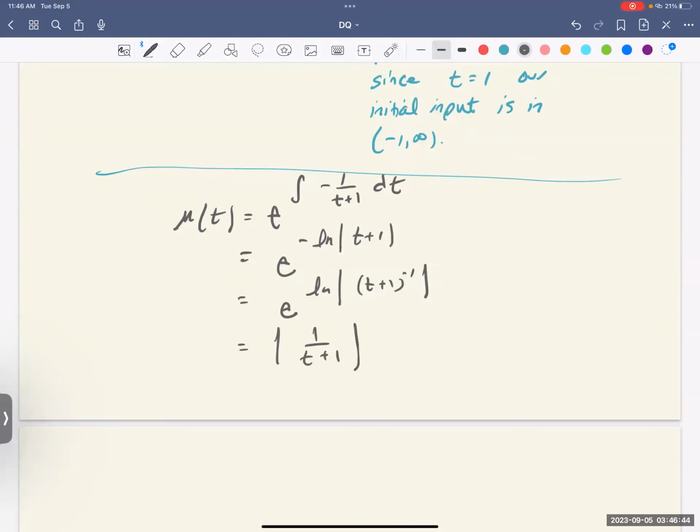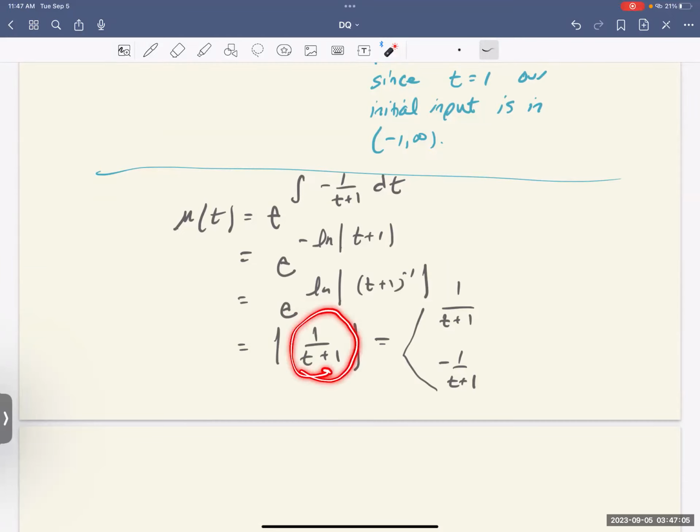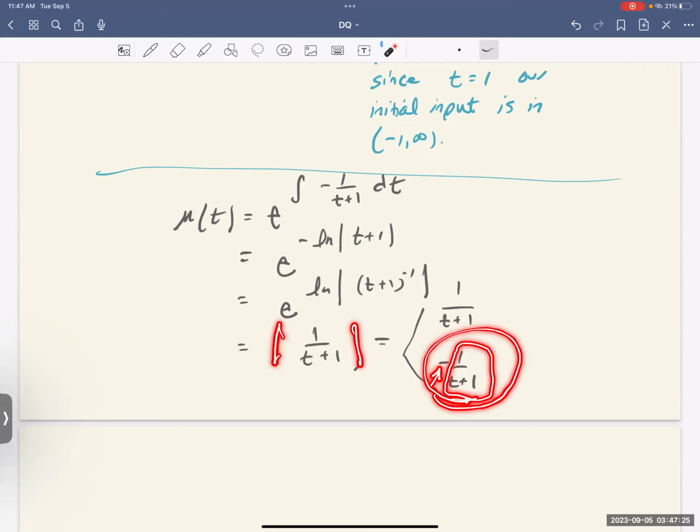And then this will either equal 1 over t plus 1 or a negative 1 over t plus 1, depending on whether or not 1 over t plus 1 is positive or is it negative? If 1 over t plus 1 is positive, then we go with its positive self. If this is negative, then we need to do negative of the 1 over t plus 1. Because if this is negative as it is, then adding the extra negative sign out front will make all of this positive, which is what the bars do to something that's negative.